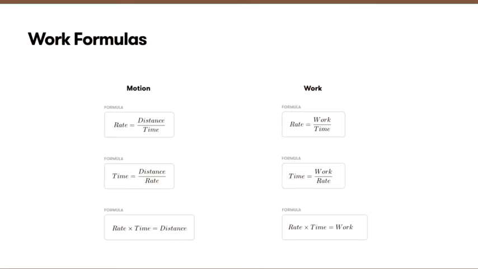So, what are the formulas? Well, notice the formulas for work are very similar to the formulas for motion. The fundamental difference is that instead of putting distance into the various components of the formula, we'll be putting work in. The actual arithmetic and algebra will still be very similar, except we'll be solving for output instead of distance. Now let's look at how to apply these formulas.